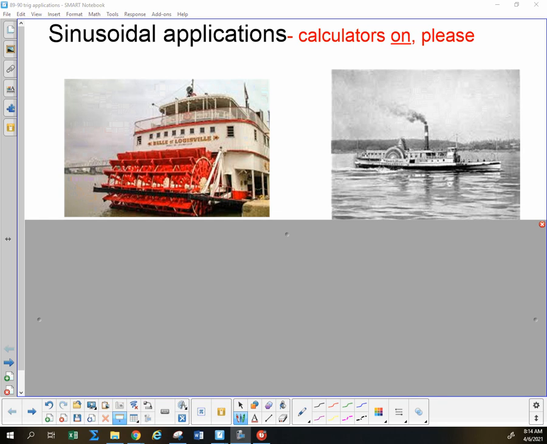So we use trig, we use sine and cosine, to model a lot of things in the real world where whatever's going on in the situation consistently and evenly goes back and forth between two values. It could be a pendulum, and you'll see that on, I think it's the first one on the worksheet that I gave out in class.